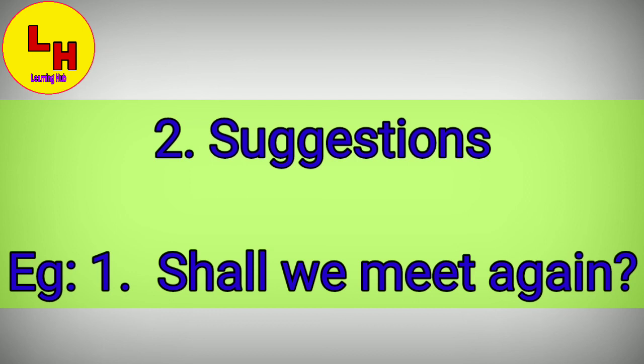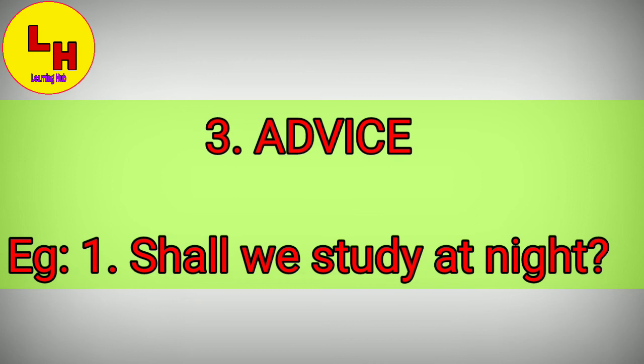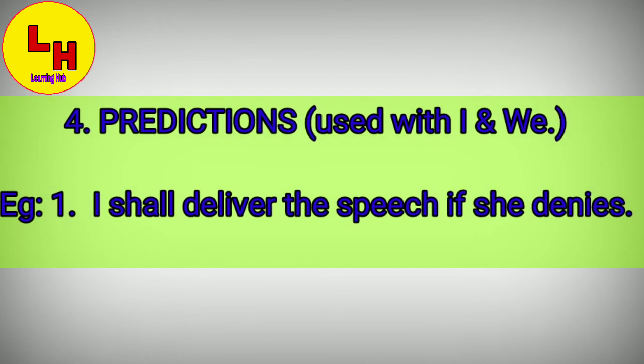Okay. Point number 3, advice or giving advice. For example, shall we study at night? Here, the example is a kind of advice. Point number 4, predictions. It is used with I and we. For example, I shall deliver the speech if she denies. The example is a kind of prediction.